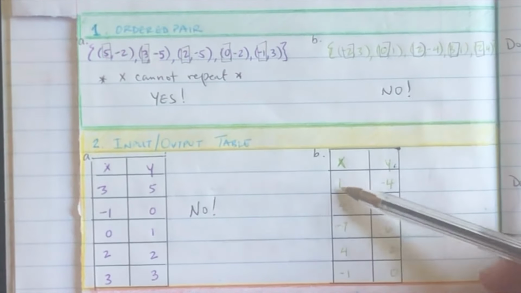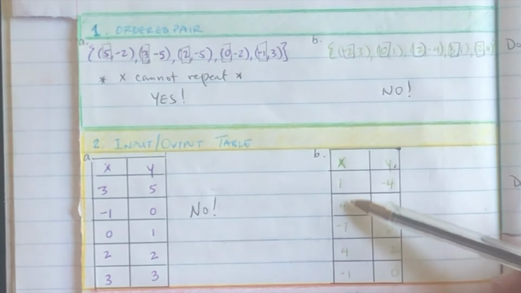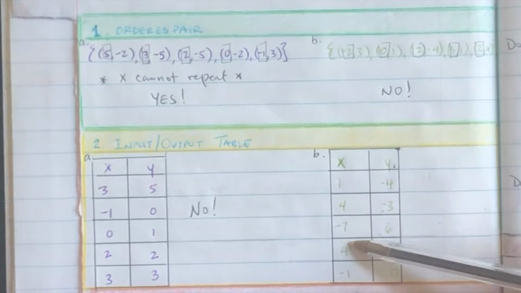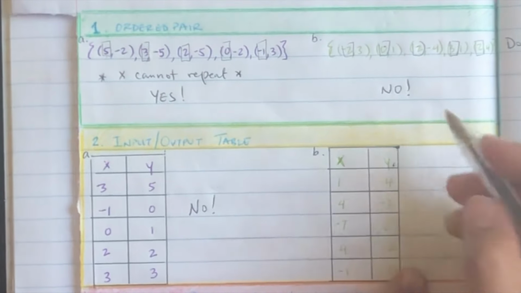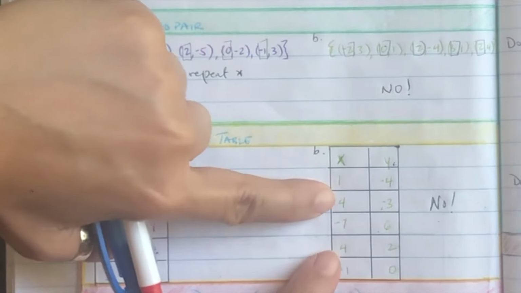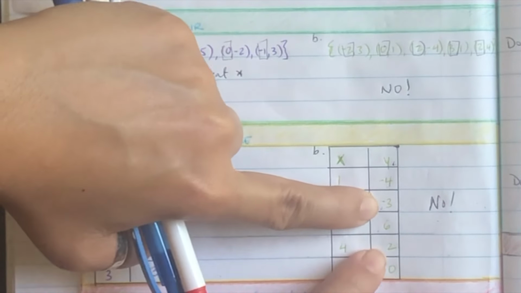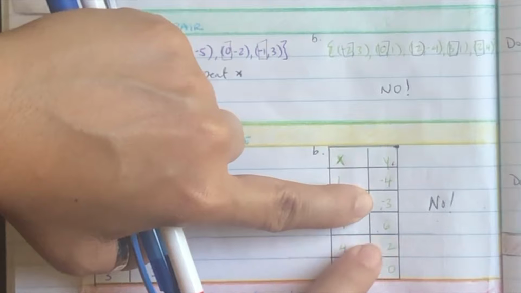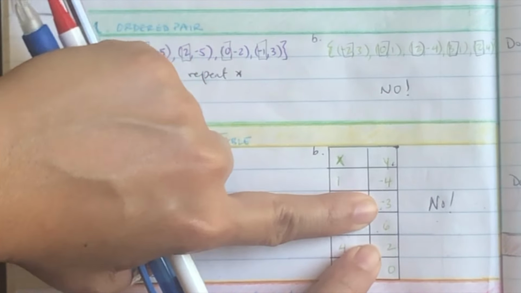Okay, what about here? Look down your x. Is it repeating? Yes, at 4 and 4, right? So is this a function? No, because for every input of x, there can only be one output of y. So this one has two: one is at 2 and another one's at -3.